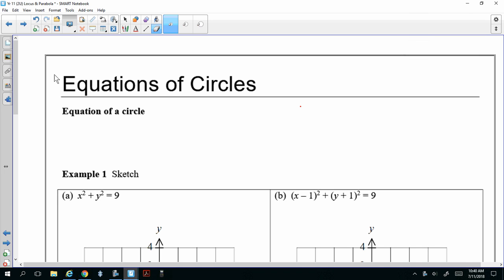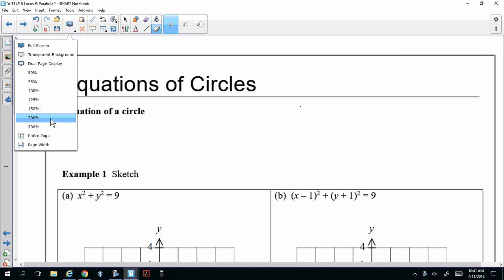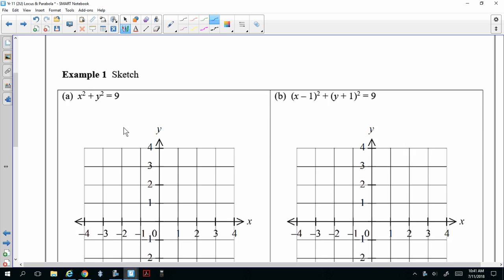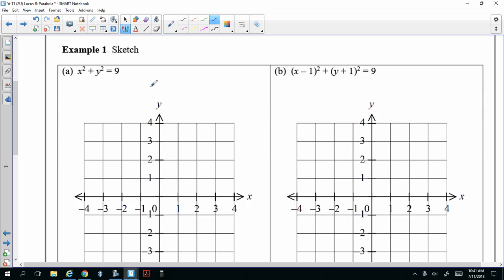Okay, what's the equation of a circle? So the equation of a circle is this. Let me write it down. That's the equation of a circle: x squared plus y squared equals r squared. Okay. So for example, if I want to sketch this, the radius is 3.